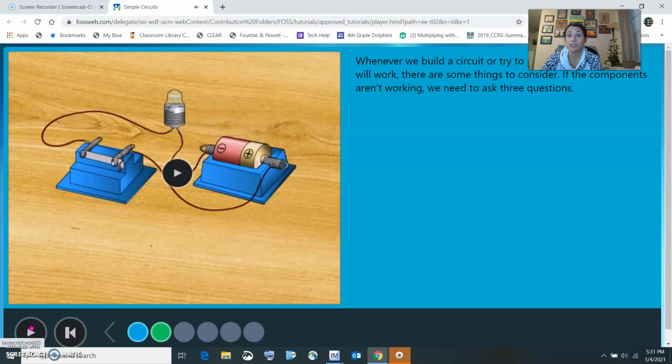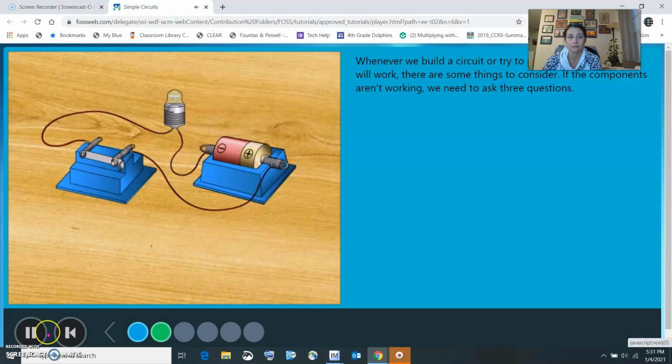Whenever we build a circuit to try to predict whether the circuit will work, there are some things to consider. If the components aren't working, we need to ask 3 questions. Now remember, each of these pieces are components, and so is the wire. That's part of the system. This whole thing is our system. So we have the wire, the battery, the switch.